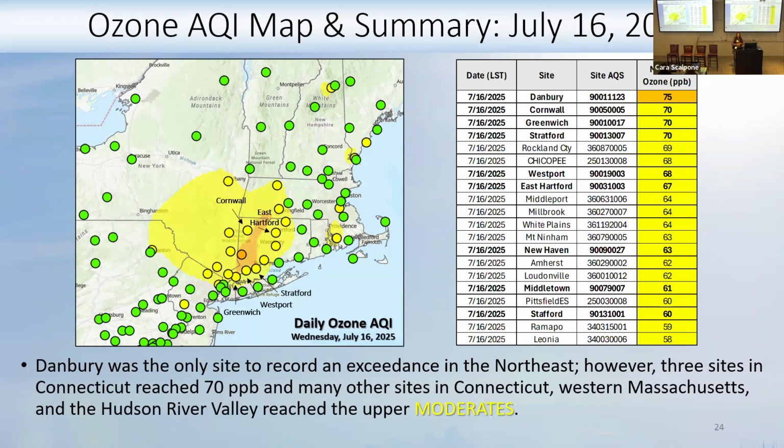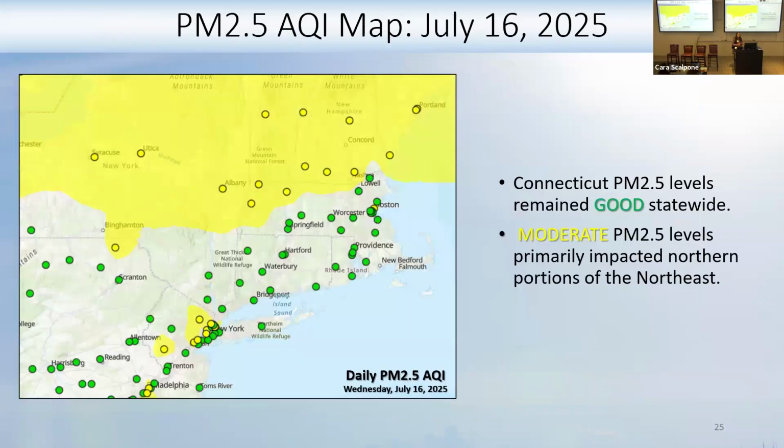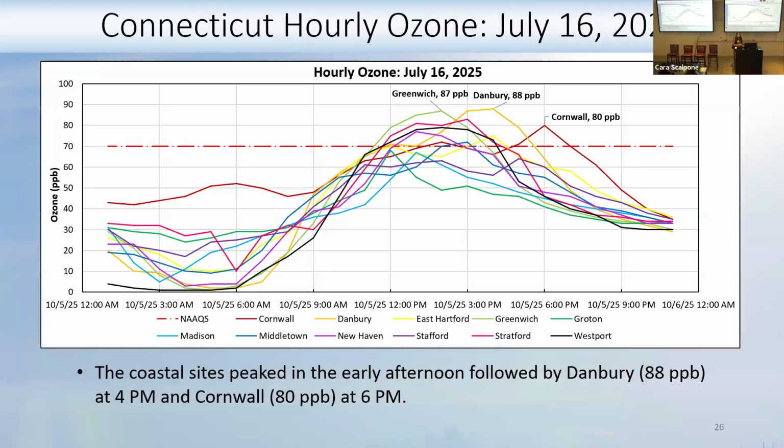We had one site exceed, that was Danbury, at 75 parts per billion. And then we had many other sites, particularly in Western Connecticut, that had ozone levels in the high moderate range. So then taking a look at PM 2.5, Connecticut did have good 24-hour PM 2.5 levels on this day, but there was a smoke plume to our north, and that's where all those moderate PM 2.5 levels are coming from.